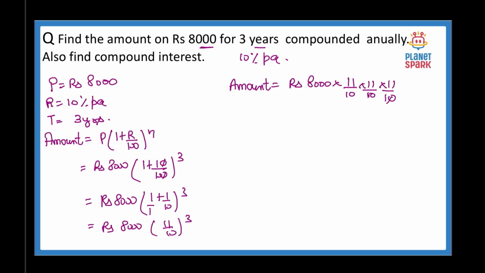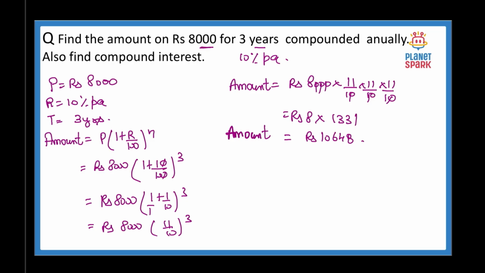Now in the denominator we have 3 zeros, which we are going to cancel with 8,000. So I'm left with rupees 8 into 11 into 11 into 11, which is 1,331. Multiplying it by rupees 8, we are going to get rupees 10,648. This is the amount. We have to calculate compound interest also.